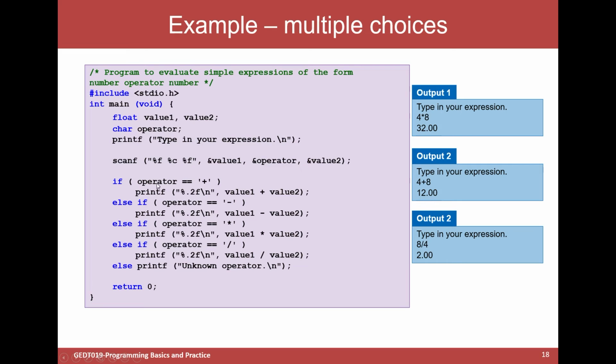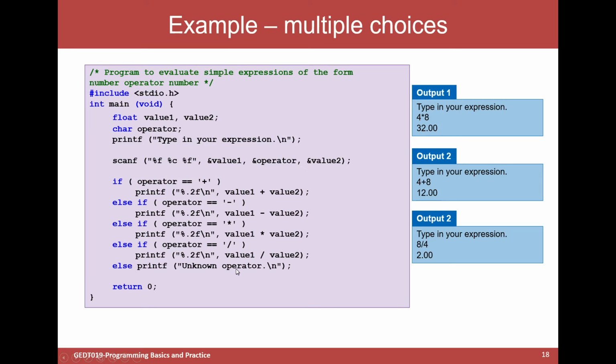And then I will check the operator character. If the operator character is equal to plus, in this case, I will print on the screen value 1 plus value 2. If the operator is minus, I will print on the screen value 1 minus value 2. Else if the operator is multiply, I will print on the screen value 1 multiply value 2. Else if the operator is the divide character, I will print on the screen value 1 divide by value 2. Else if, you can have many else if, okay? Else I will print unknown operator.